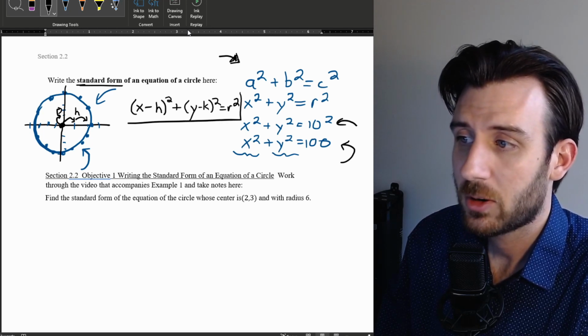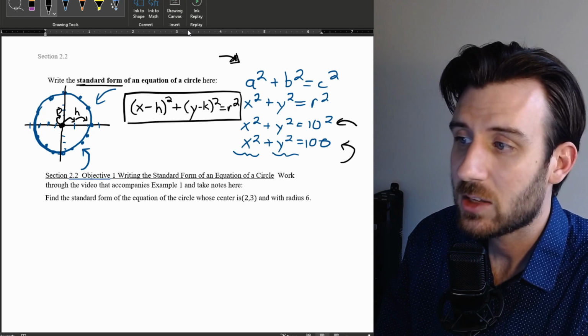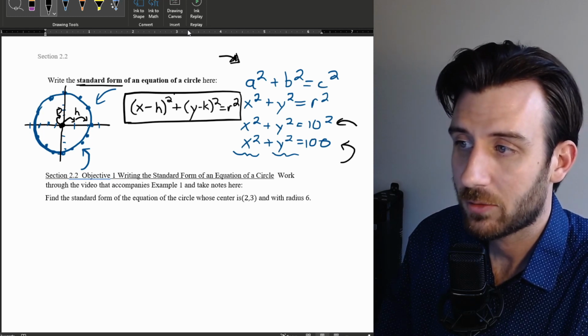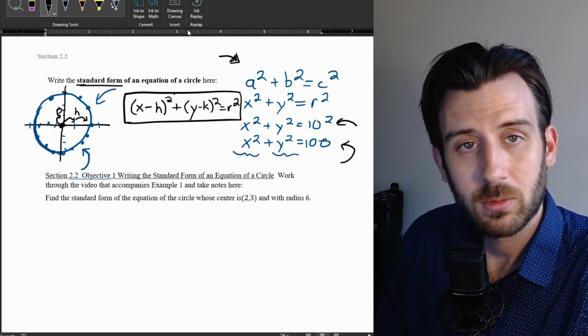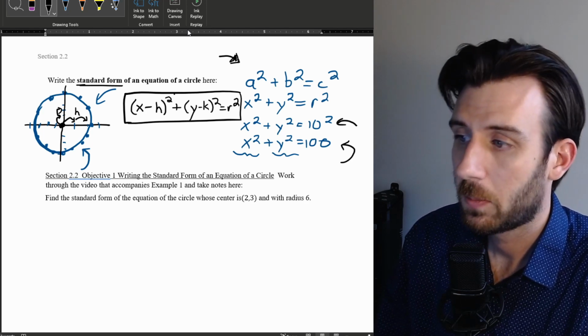It has all of the information you would need to be able to draw a circle anywhere in space that you would ever want. It has all of the information that a circle has, which is it has a center and it has a radius. Those are the 2 pieces of information you need for a circle.